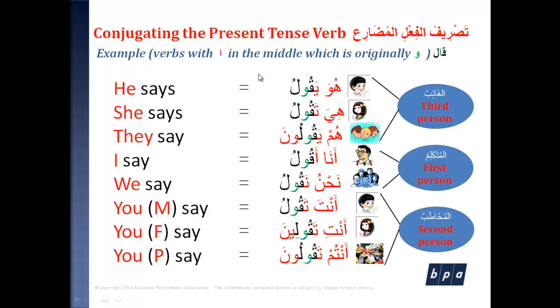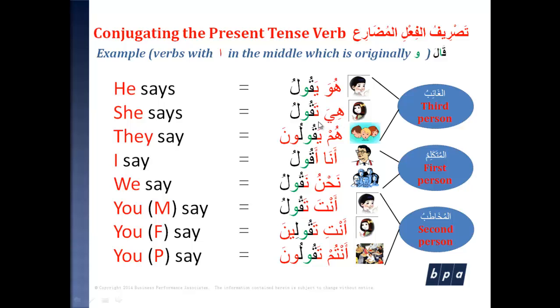This is the same example that we used before, which has a vowel in the middle. Qala, he said. As you recall, this alif is originally a waw, so it changes to a waw in the present tense. All the alif become a waw here, as you see. So qala, he said, becomes huwa yaqulu, he says.